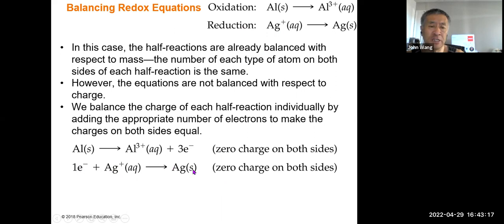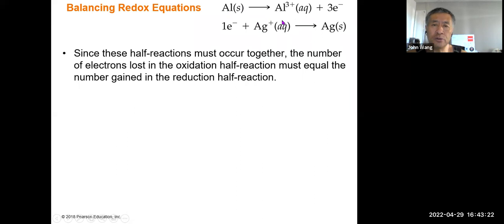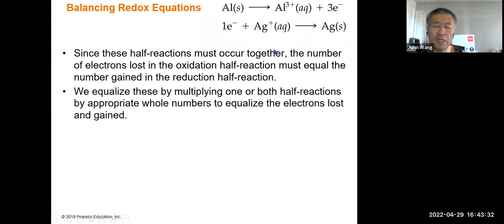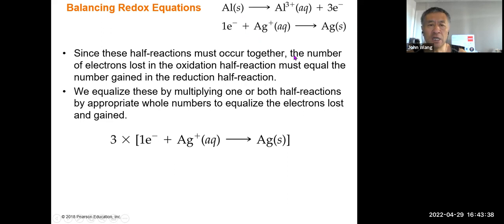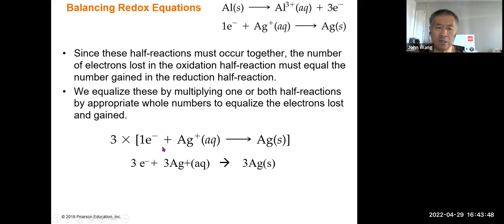Before we put them together, make sure both equations have the same number of electrons. Right now, they are not. This first reaction has 3 electrons, the second reaction has 1 electron. What you do, you will multiply by some common number, making them have the same number of electrons. So clearly, you have a 3 and 1, you multiply the 1 by 3. Therefore, we multiply the second equation by 3, and we will have a new equation 2.